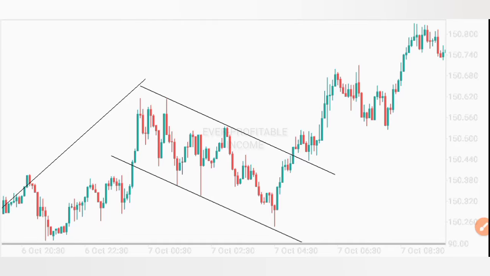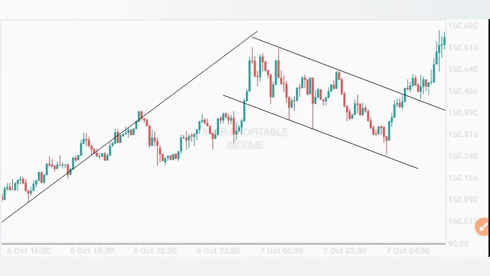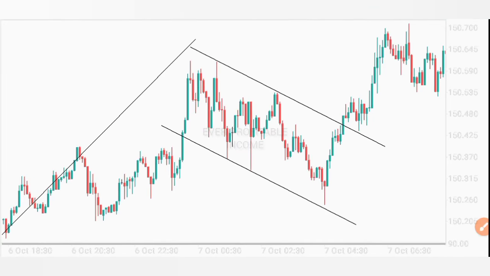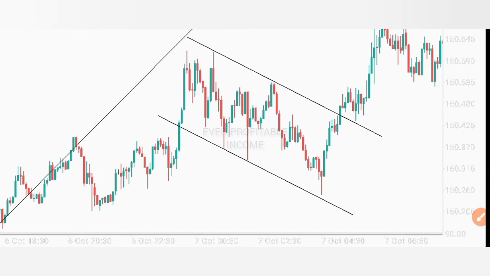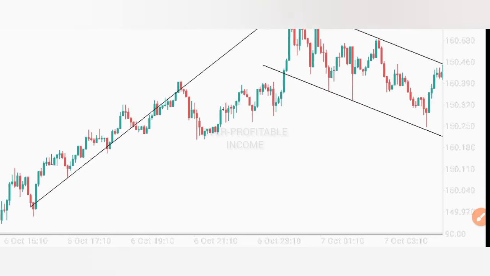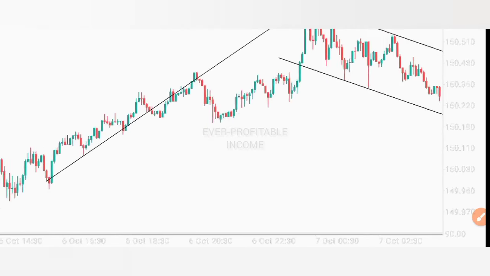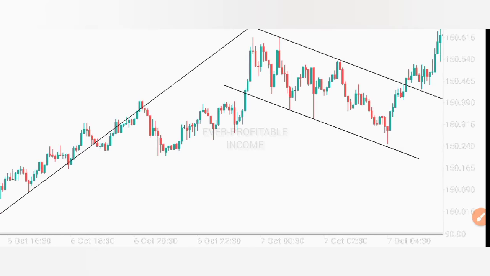Now this is USD JPY. The flag pattern can be used to trade any asset. You can use it to trade your currency pairs, your synthetic indices, of course, and your cryptocurrency. So the flag pattern appears in any asset chart. This right here is an example of a bullish flag pattern. Now let's check out an example of a bearish flag pattern.